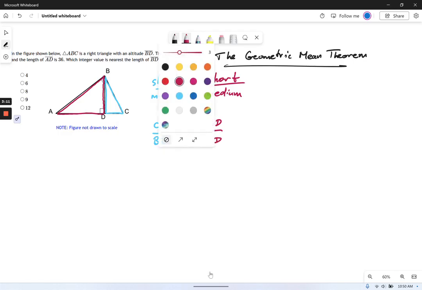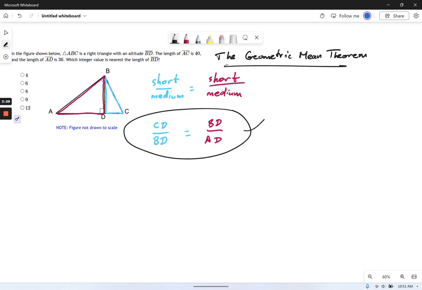Now what I've just written right here, this is kind of important. This is called the geometric mean theorem. You don't need to remember that name, but it is helpful to remember this relationship. If you want to solve the problem that we have with it, take a look at what we're given in the problem. We're told that the length AC is 40, okay? And we're told that the length AD is 36. That's even more useful. Let's label that 36.